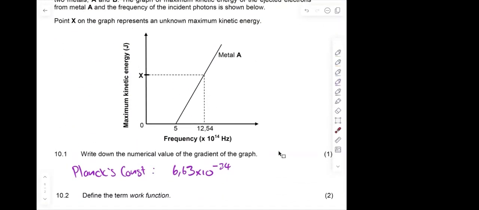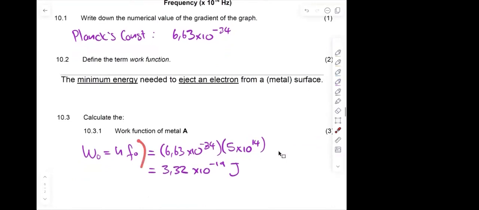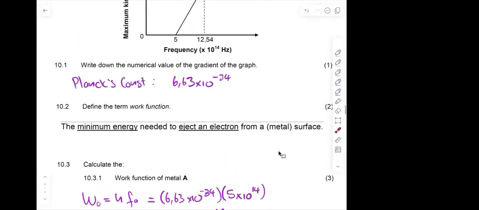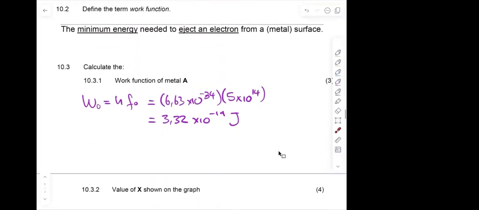Just to quickly repeat, to get our work function, we're going to use the equation W naught is equal to h times f naught. How do we find f naught, which is our threshold frequency? We look at our graph. On our graph, we can see that all of these frequencies of light eject electrons with a certain amount of kinetic energy, but nothing less than 5 will give me kinetic energy. So 5 must be my threshold frequency. Then I plug that into my calculation, and I get an answer of 3.32 times 10 to the power of negative 19.